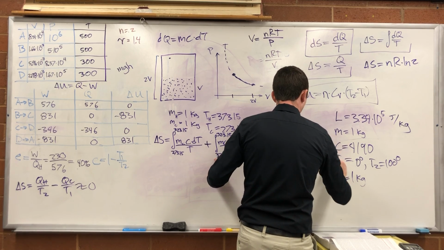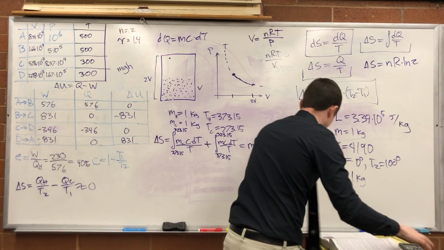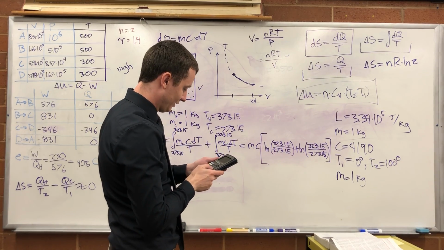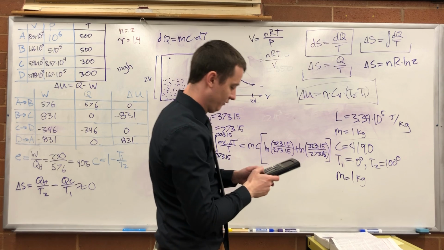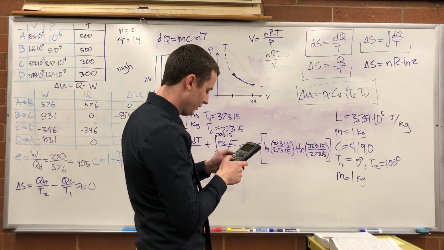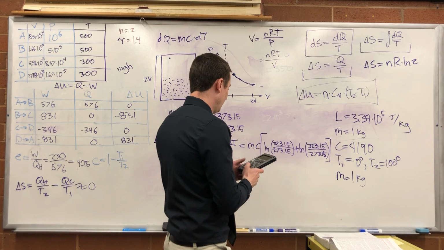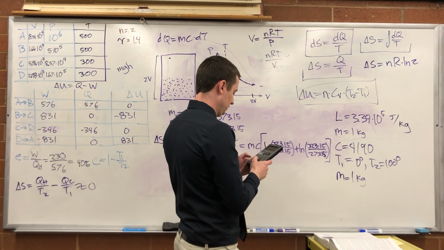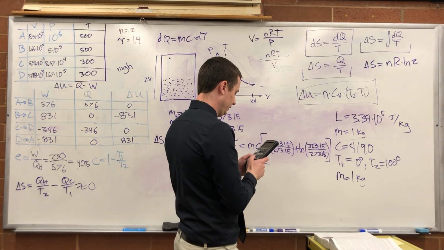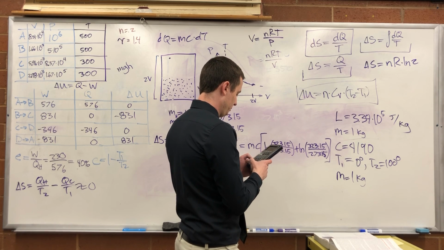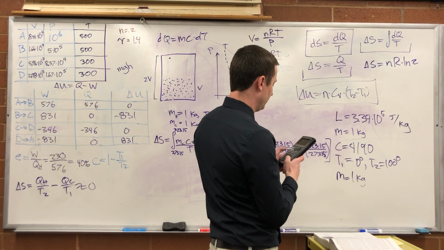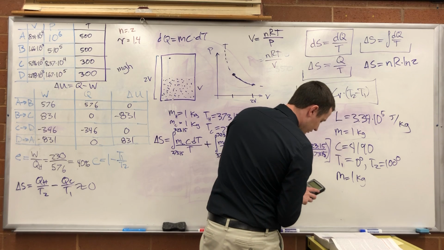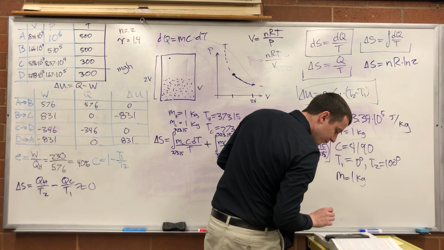You want to change your answer before we plug in? No. Uh-oh, someone's going to be embarrassed. All right, so we have the mass times the heat capacity, 4190, times the natural log of 323.15 divided by 273.15 plus the natural log of 323.15 divided by 373.15, and we get 1,400 if we're doing two significant figures.